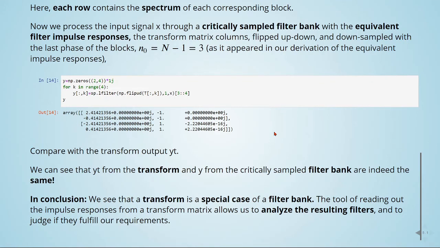In conclusion, we see that a transform is a special case of a filter bank. The tool of reading out the impulse responses from a transform matrix allows us to analyze the resulting filters and to judge if they fulfill our requirements.